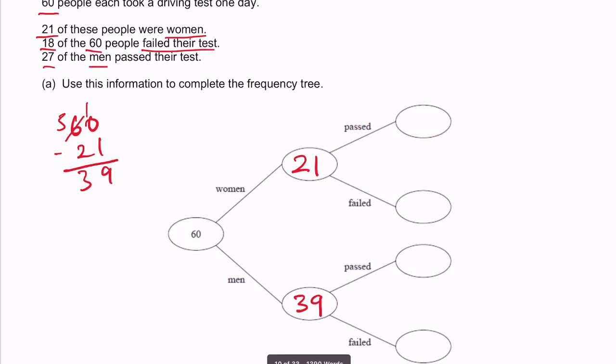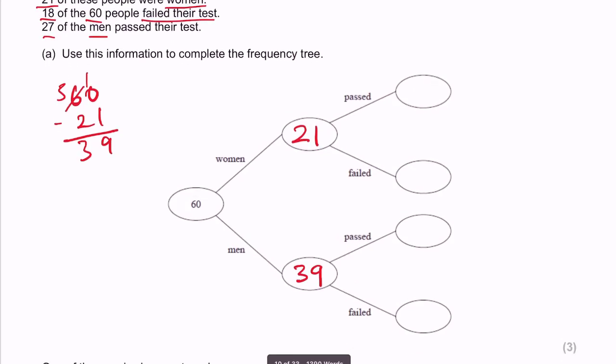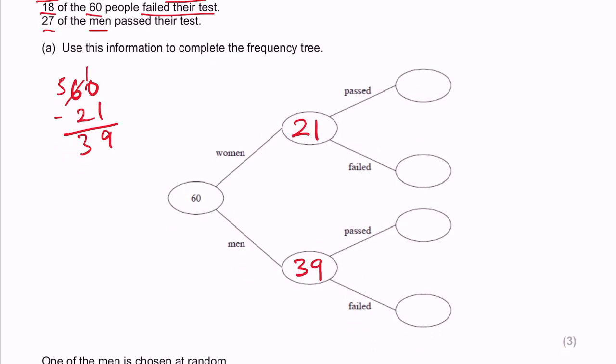18 of the 60 people failed their test. So 18 of the 60 people, we can come to that later. 27 of the men passed their test. We know 27 men for sure passed their test. So 27 there. So let's look at failed men. 39 take away 27. Probably do this in your head again, but good to be sure, which is 12. 12 men failed their test.